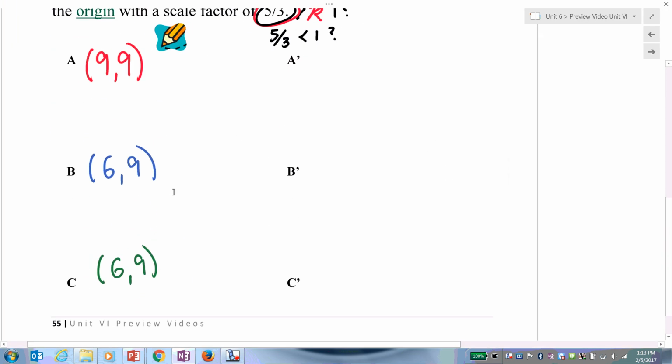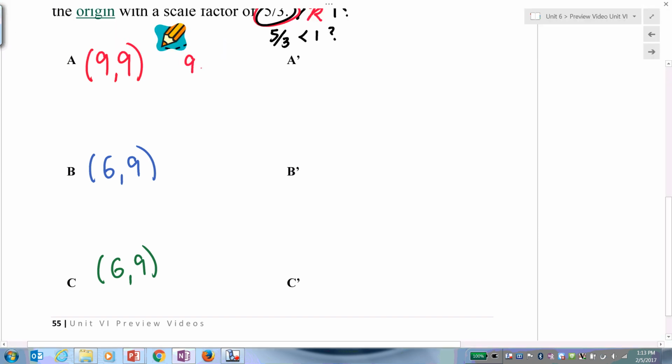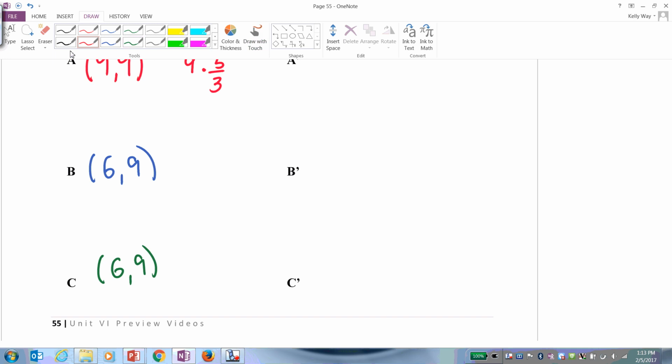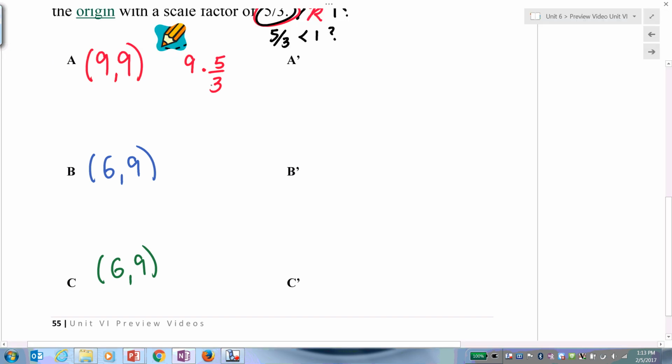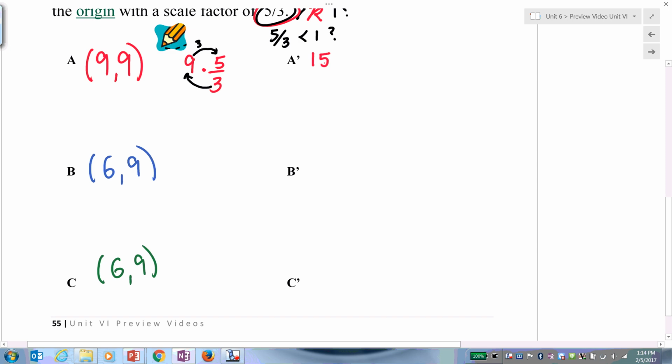Ready? I'll show you a little trick here. I'm going to do 9 times 5/3. Call it arrow in, arrow out. Arrow in. 3 goes into 9 3 times. So we do 3 then. Arrow out. 3 times 5 is 15. And we have our second 9, 5/3.